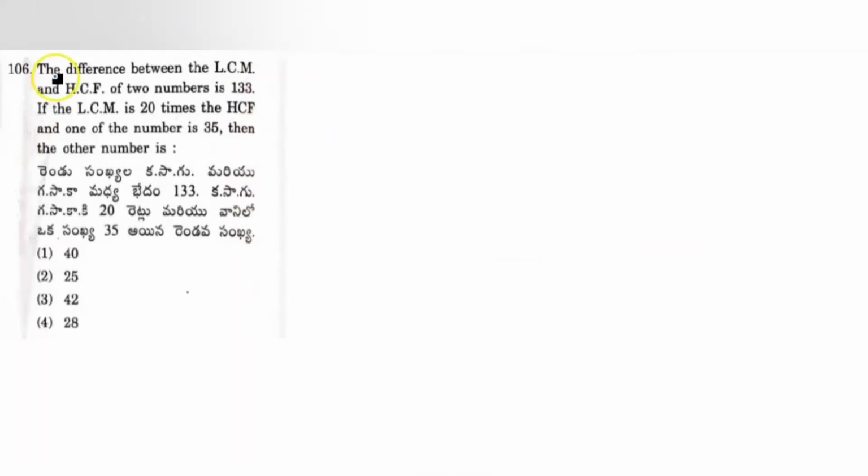Now coming to the next question. The difference between the LCM and HCF of two numbers is 133. If the LCM is 20 times the HCF and one of the numbers is 35, then the other number is. So what are given? Difference between LCM and HCF is given, and also LCM is 20 times the HCF. So let us write LCM is equal to 20 times HCF. So 20 into HCF. And also given difference between LCM and HCF. So LCM minus HCF is 133.